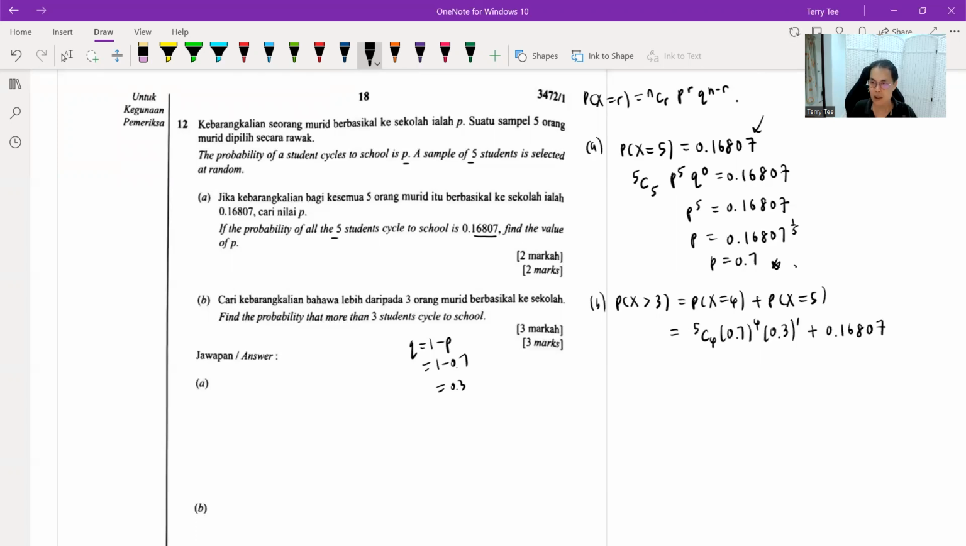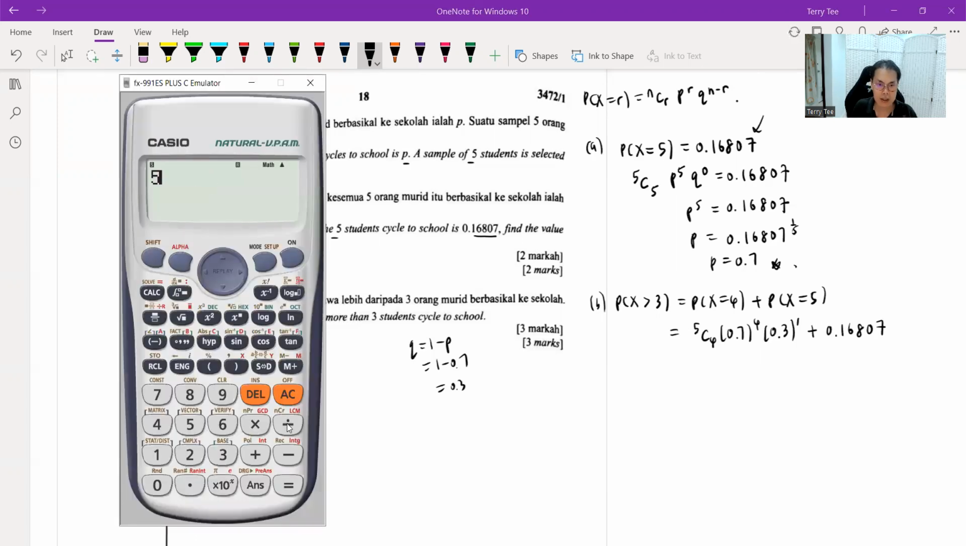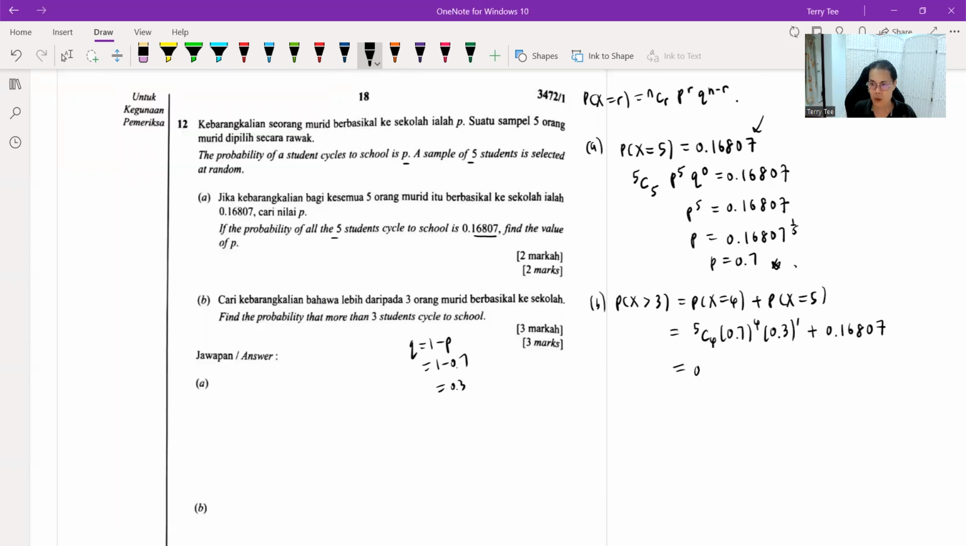0.16807. Let's calculate this. 5C4 is just 5. Then you multiply with 0.7 power 4, and then you multiply with 0.3. Whatever you get here, we just add with 0.16807. There you go, 0.5282. You don't have to give too many decimal points, 4 decimal places is good enough.